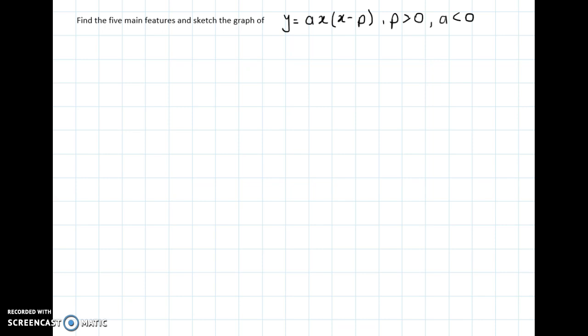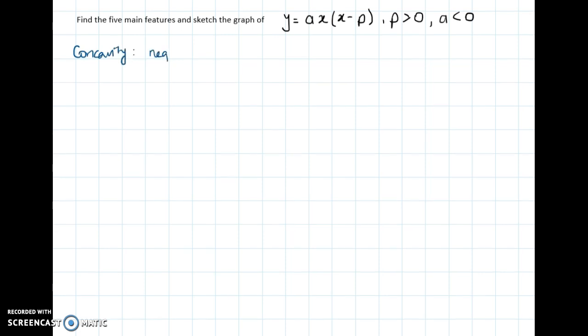So the quadratic equation we wish to analyze is given by y equals a times x times (x minus p). And it is given that p is a positive number and a is a negative number. So I'm going to start by saying that we know that the concavity is negative, since it is given that a, the main coefficient, is a negative number.